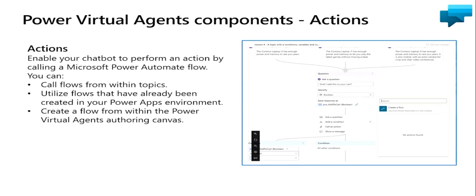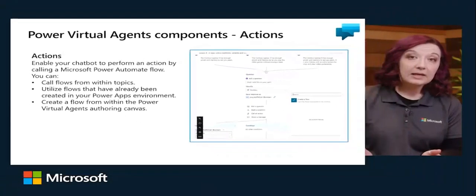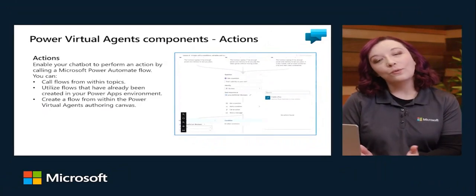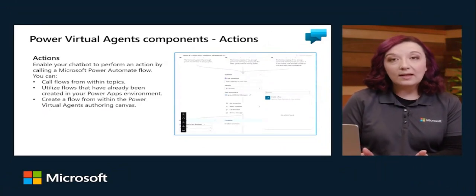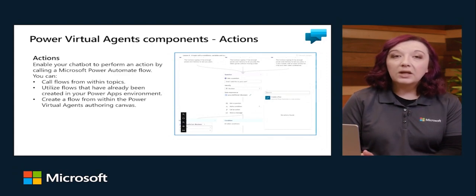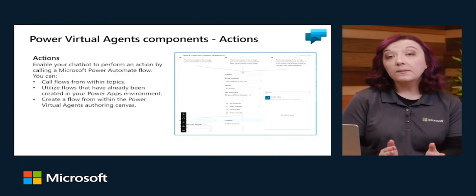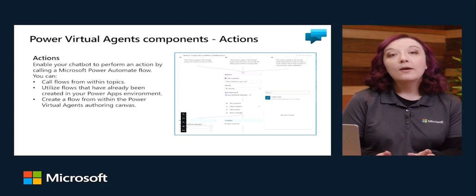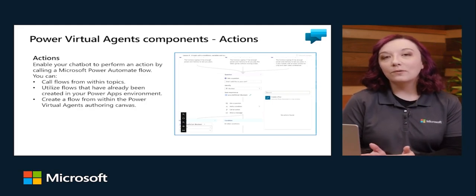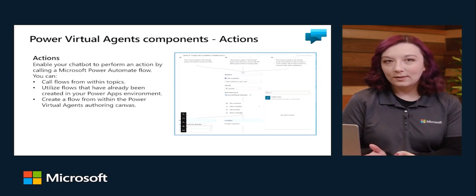You might remember earlier, I mentioned that your bot can do more than just answer questions. It can also take action. And this can be accomplished through Power Automate flows. For example, you can use flows with end-user authentication to retrieve information about a user after they sign in. And you can call flows from within topics. You can even utilize flows that have already been created in your Power Apps environment. Or if it's easier, you can just create a flow from directly within the Power Virtual Agents authoring canvas.